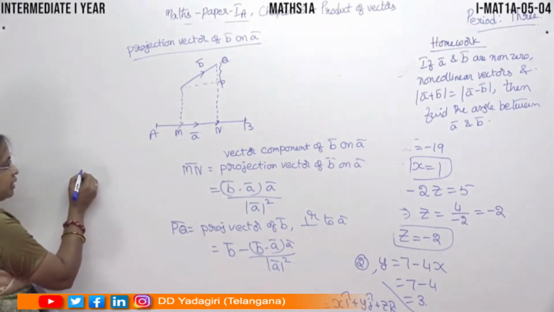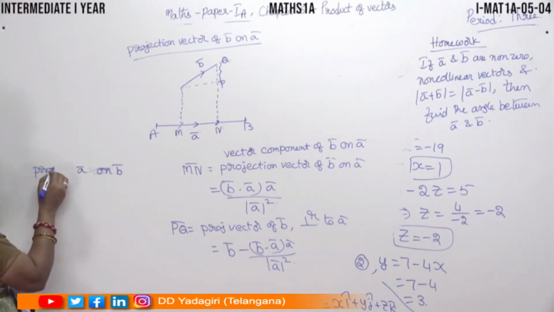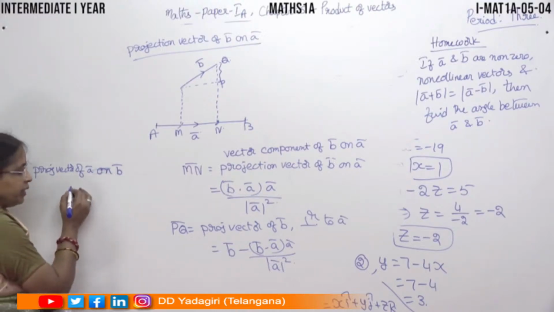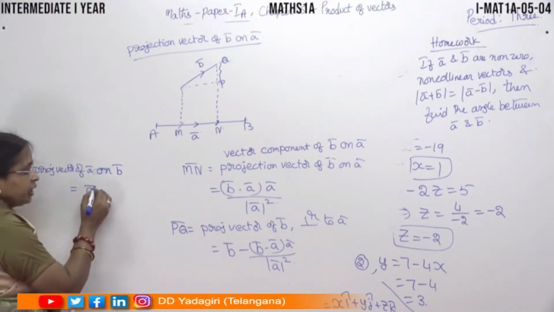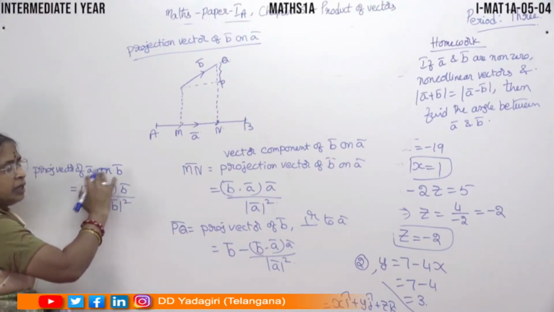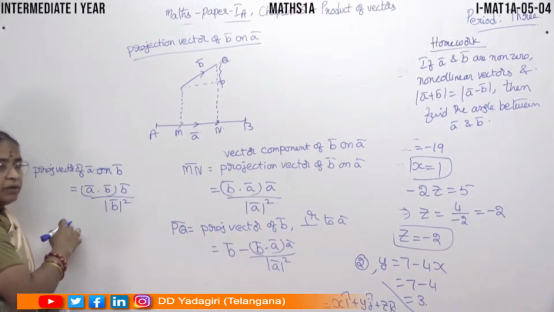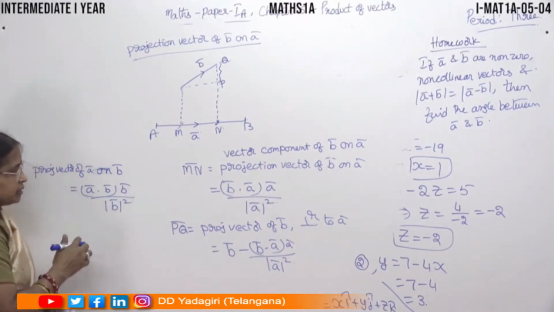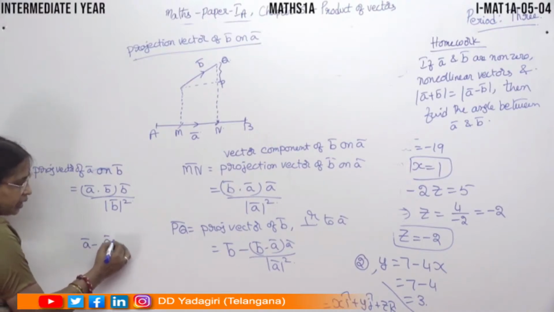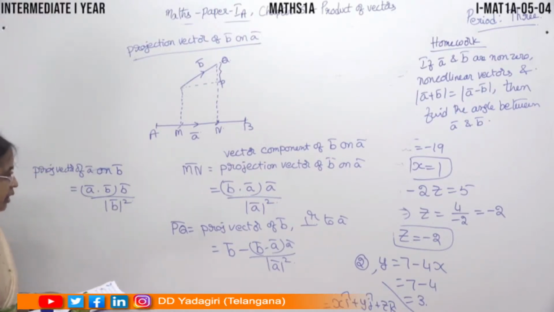Now suppose that it is A on B. What is the projection vector of A on B? When it is A on B, the formula will be: A becomes B, B becomes A. So A dot B into B by mod B square. You can easily remember. When it is B on A, it is B dot A into A by mod A square. When it is A on B, it is A dot B into B by mod B square. And similarly, the projection vector of A perpendicular to B will be A minus A dot B into B by mod B square. Like that we write the formula. So learn these formulae, then we can do some problems.